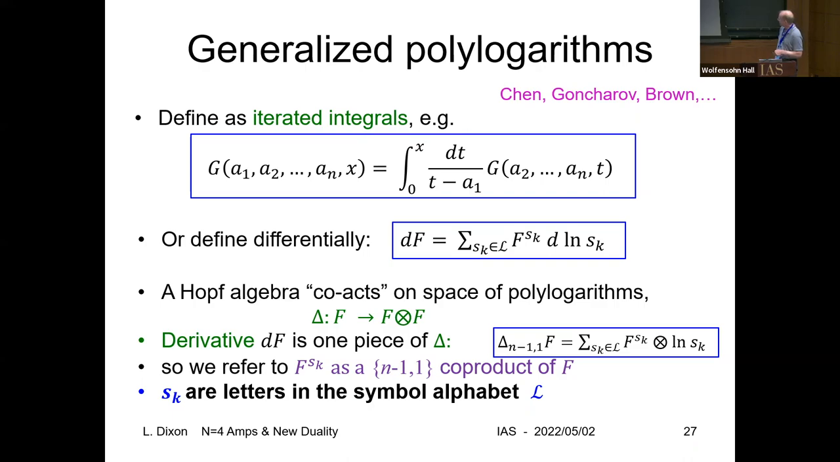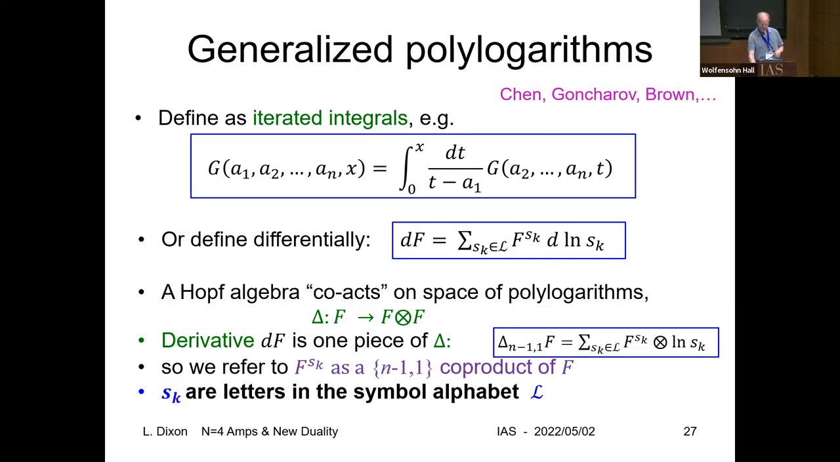And one example of this coaction, which is really the only one we're going to need for the most part, is that the derivative is one piece of delta. So you take this differential form and you represent it in this kind of notation of tensor product, where the coefficients of the derivatives, these n minus one weight functions, are tensored with the d log, where we drop the d over here. And so this has all the same information in it as the derivative, but we also refer to it as the n minus one comma one coproduct of f.